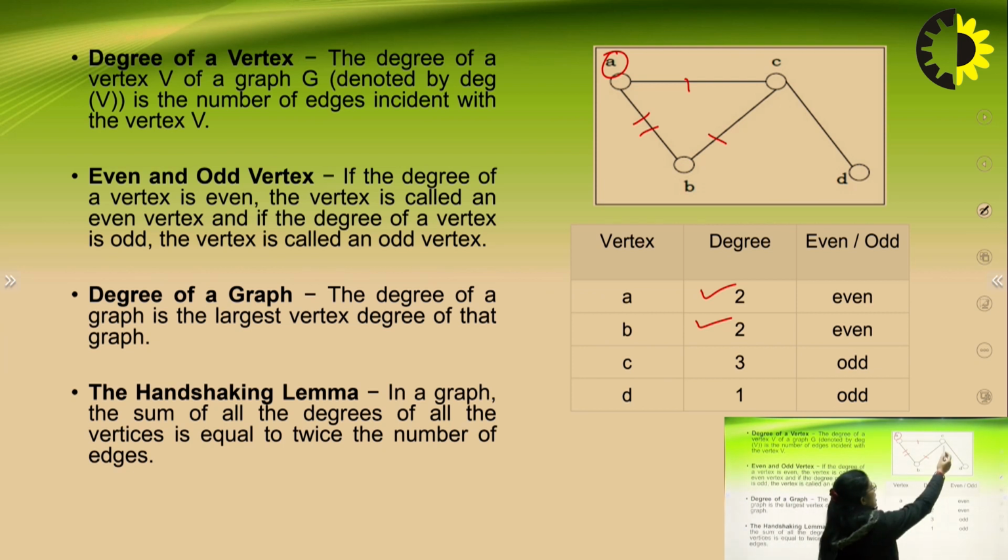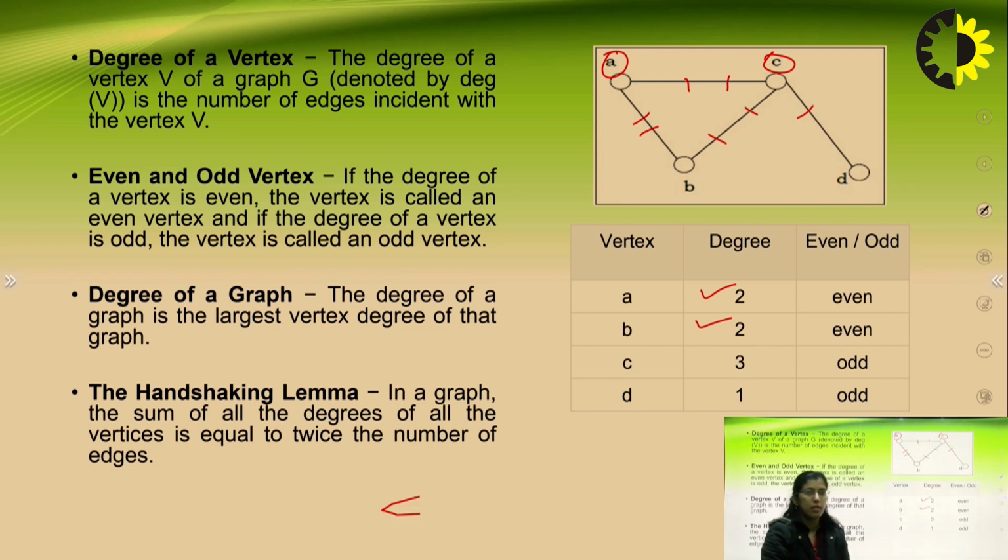In case of C, this vertex, here we can see 1, 2, and 3. 3 edges are incident on this particular vertex, so the degree of this vertex is 3. Moving on to the fourth vertex, which is D, only 1 edge is incident on this particular vertex. So the degree of this vertex is 1.